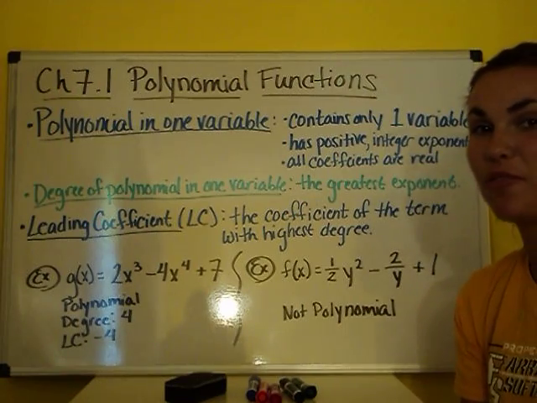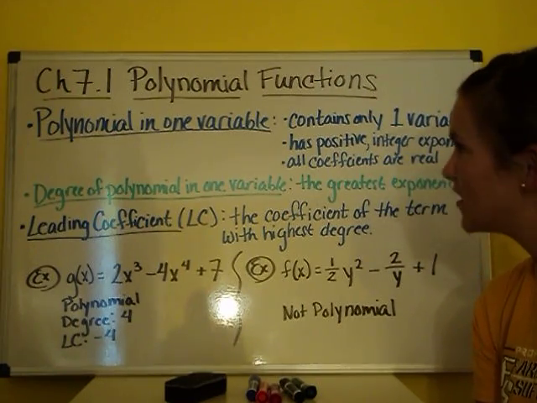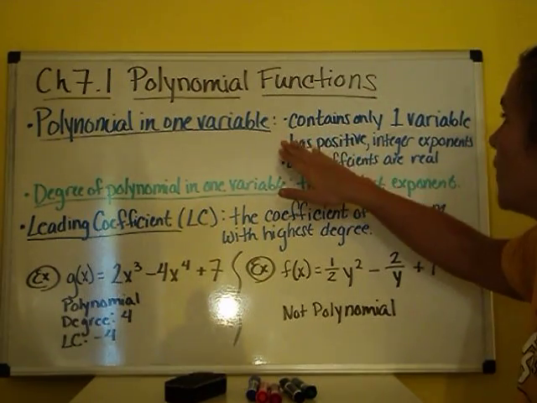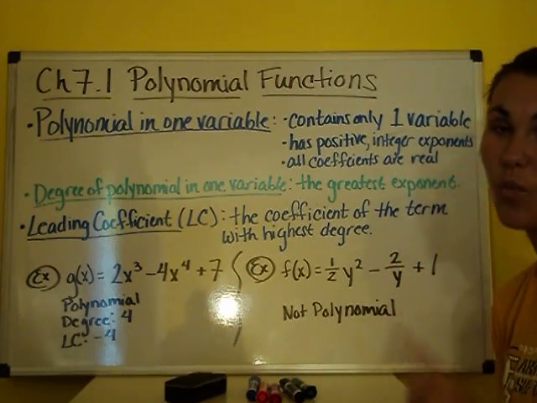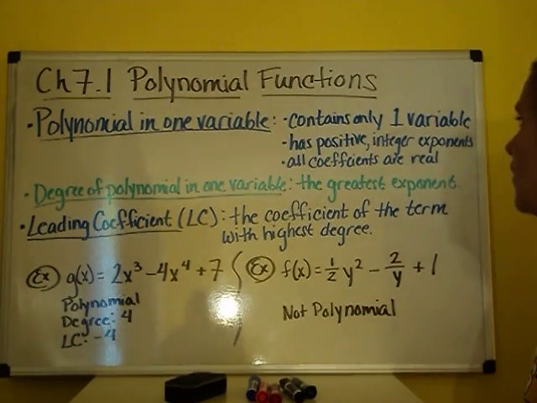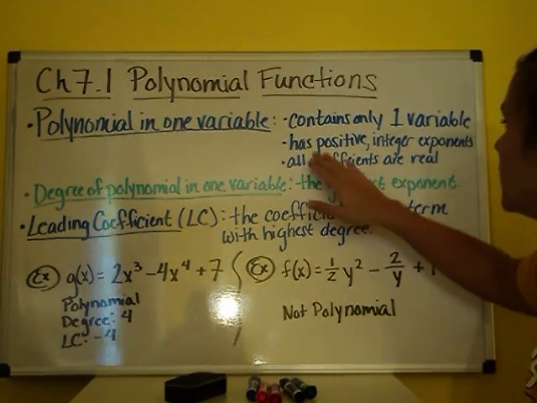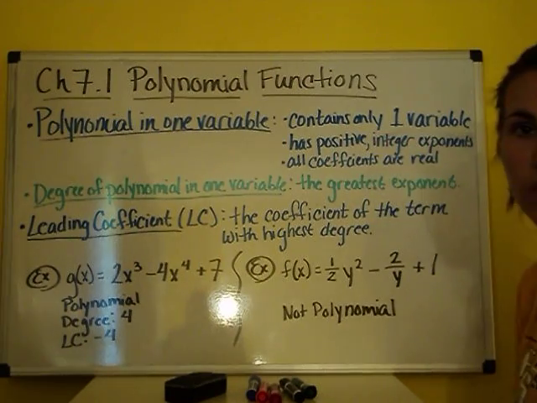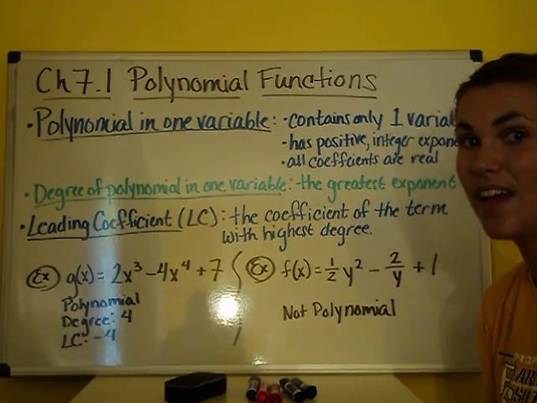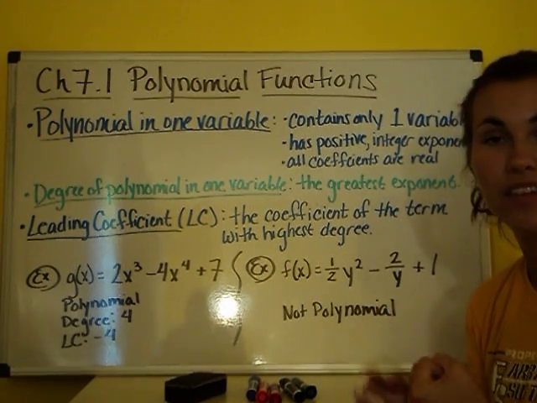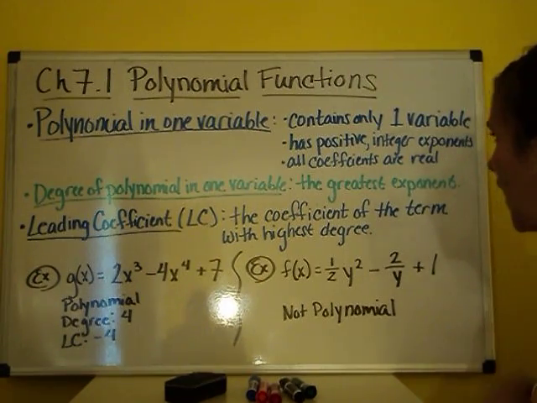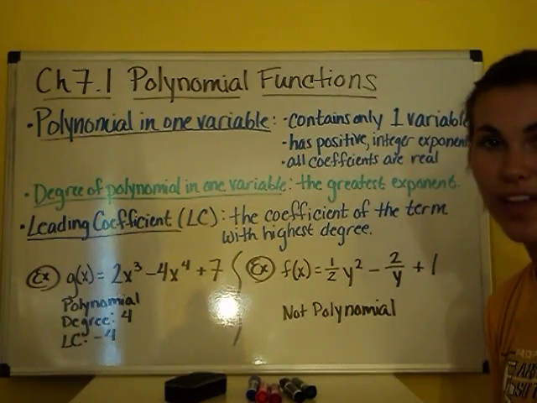If you remember back to Chapter 5, we talked about polynomials and monomials. But today we're going to talk about polynomials in one variable, which means that it only contains one variable. It's only allowed to have one letter throughout the entire polynomial. As well, with our definition of polynomials, it has to have positive integer exponents. You can't have any fraction exponents, and you cannot have any negative exponents. That means that you can't have any variables in the denominator, or any variables underneath a radical. And then all the coefficients are real, so no imaginary numbers here.